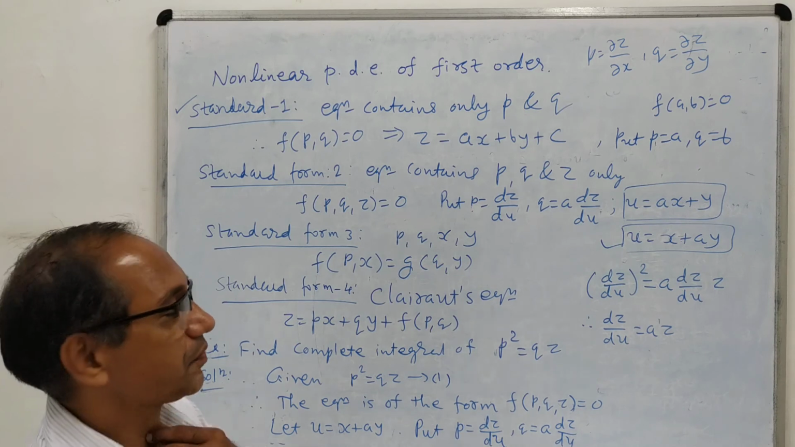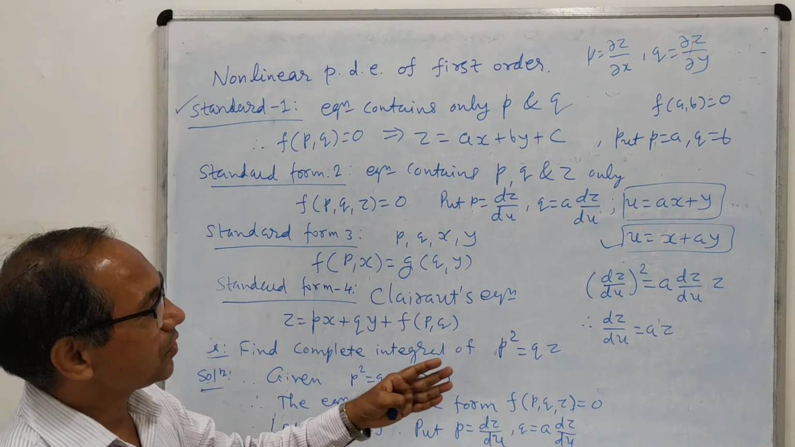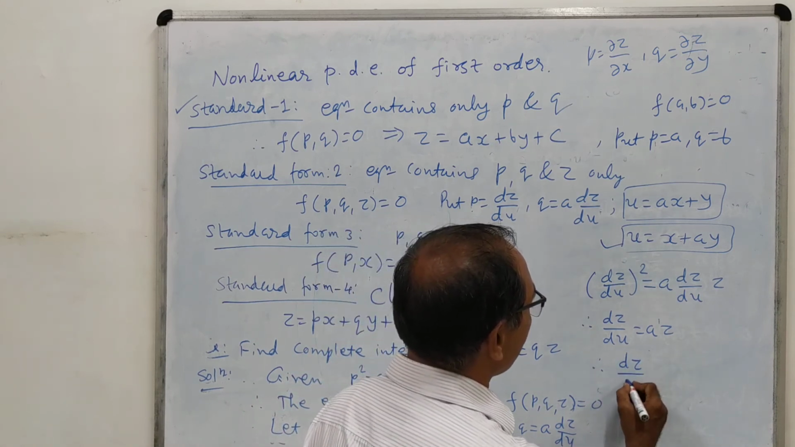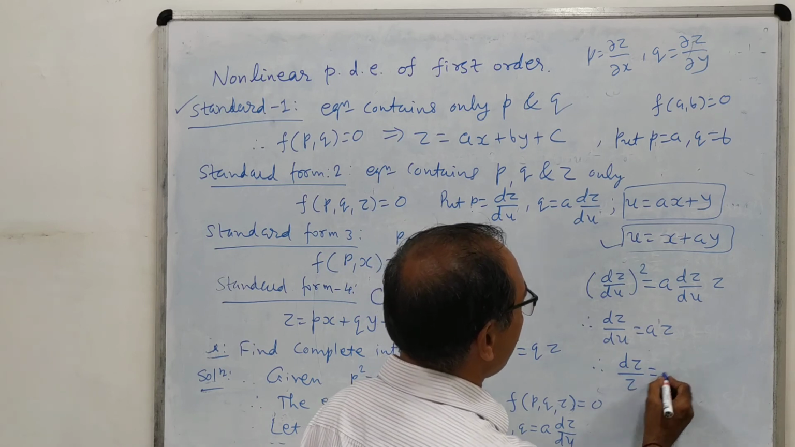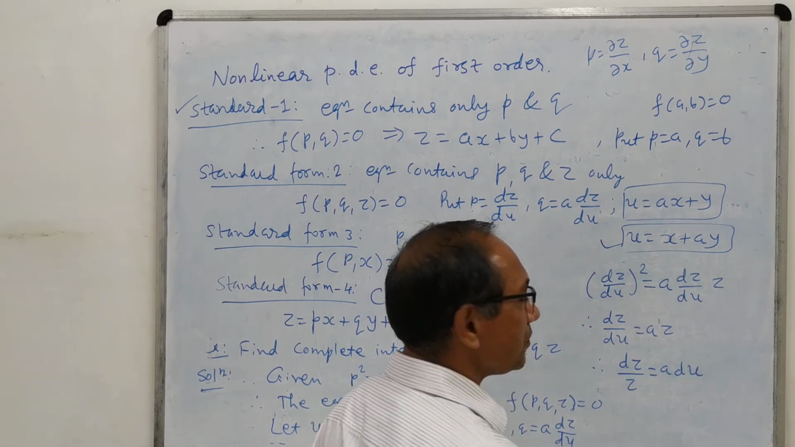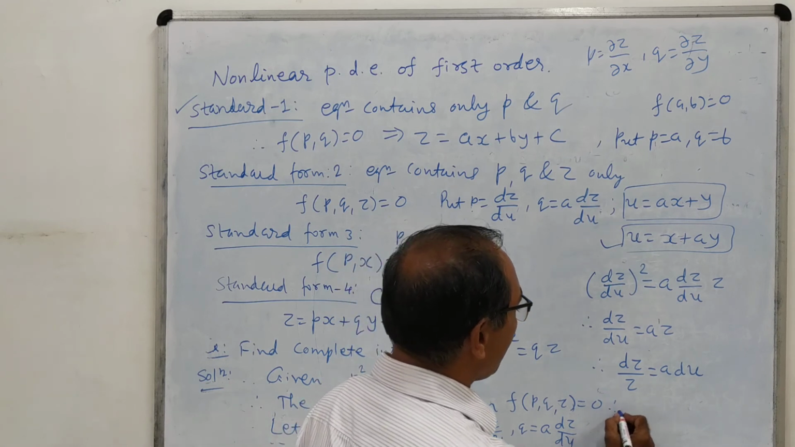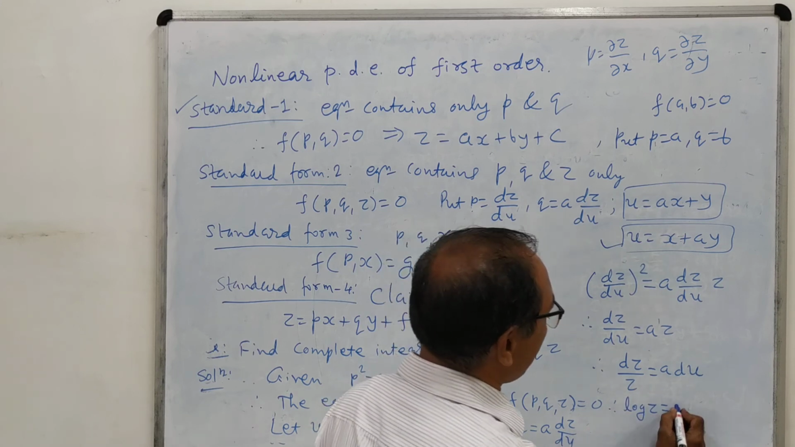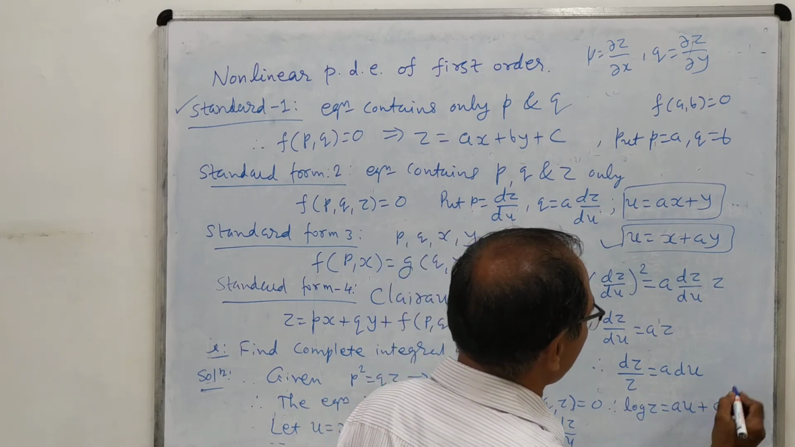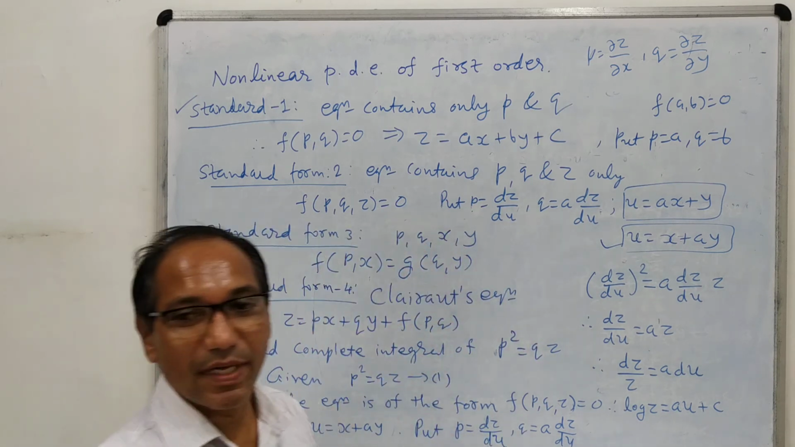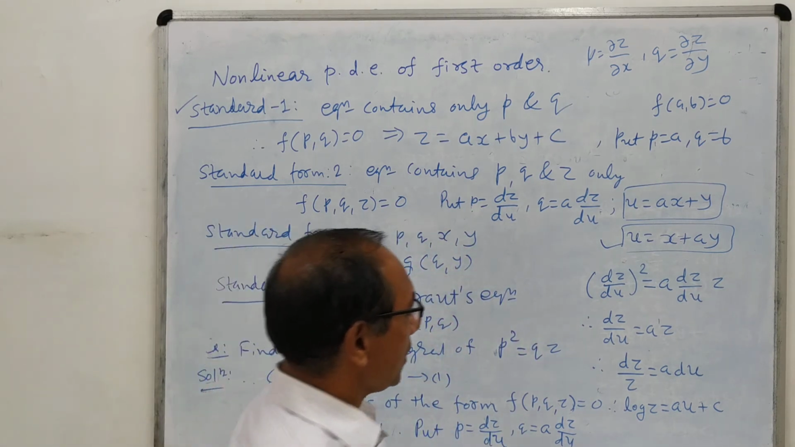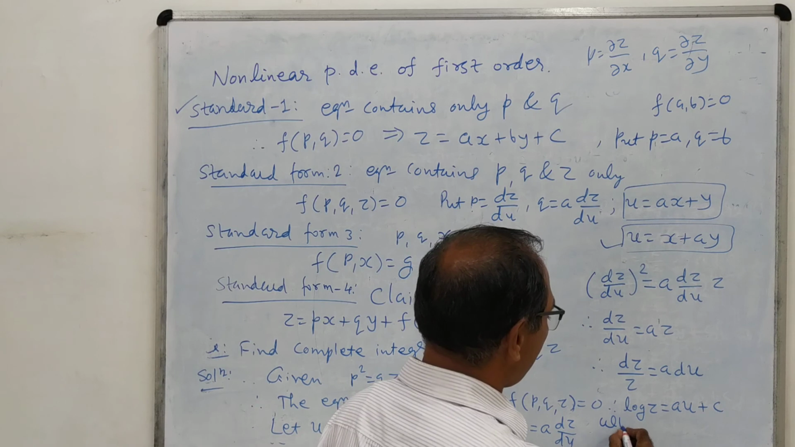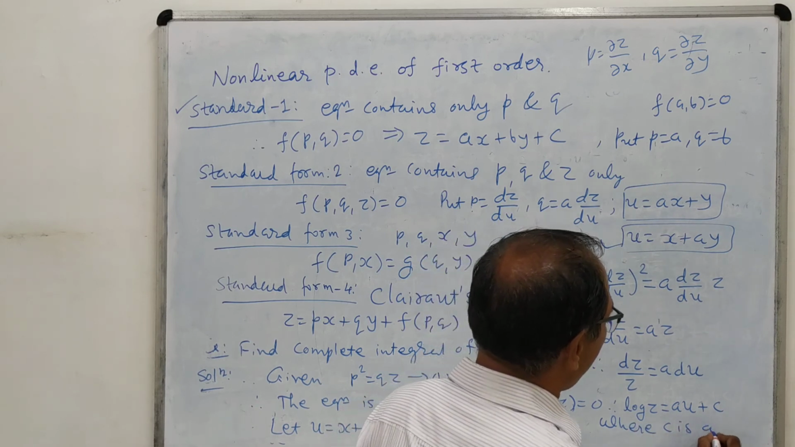And we already know the process of finding the solution of an ordinary differential equation, and it is very easy. It is in variable separable form. That means we can bring this z with dz, so dz upon z equal to a into du. Okay, so after the integration, we will get log of z equal to au plus some constant c. Whenever we integrate, we put one arbitrary constant c. So you should write down that here c is an arbitrary constant.